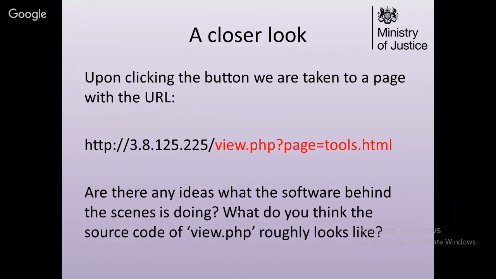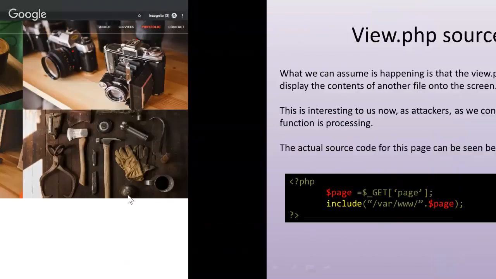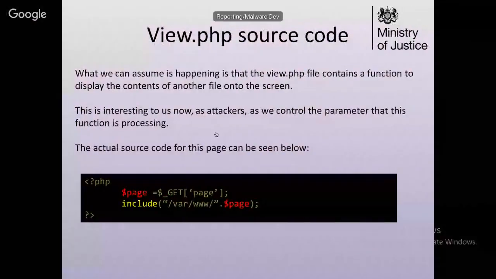So if we go into it, the source code of the actual page looks like this here. What we can assume is happening is the view.php file contains a function to display the contents of another file onto the screen. This is interesting as we actually control this parameter that the function's processing. And here's the source code. It takes a page parameter out of the URL, which is up here, which we then specify.